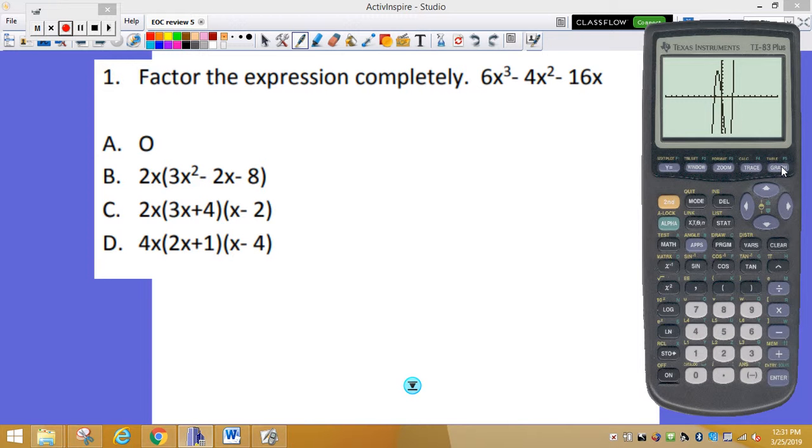So a lot of you are going to put B. But this is a trick question because it says factor it completely. Factored completely is when it's going to have two of these parentheses. So it's actually not going to be B. It's either going to be C or D.